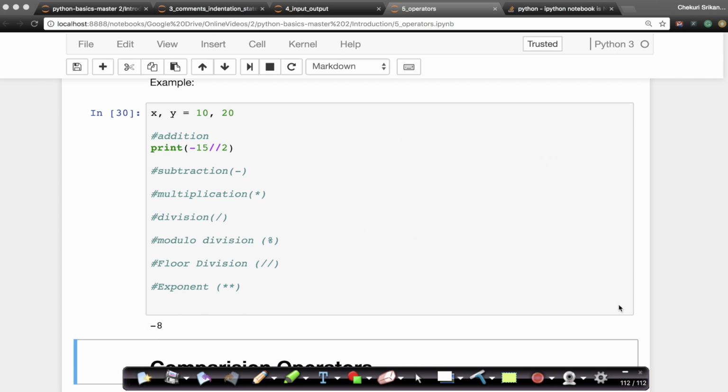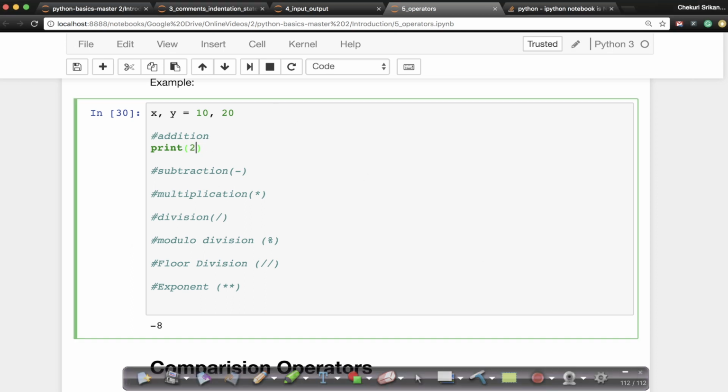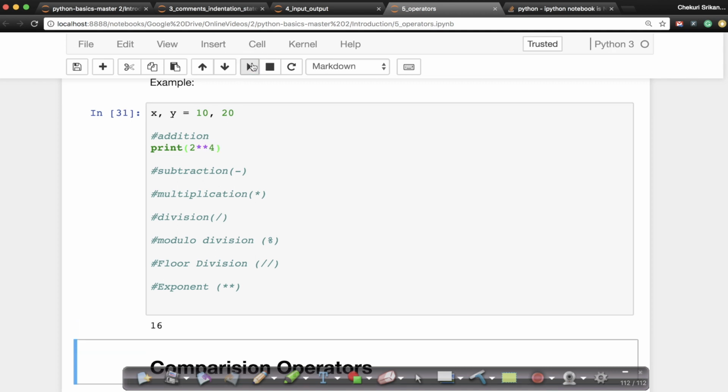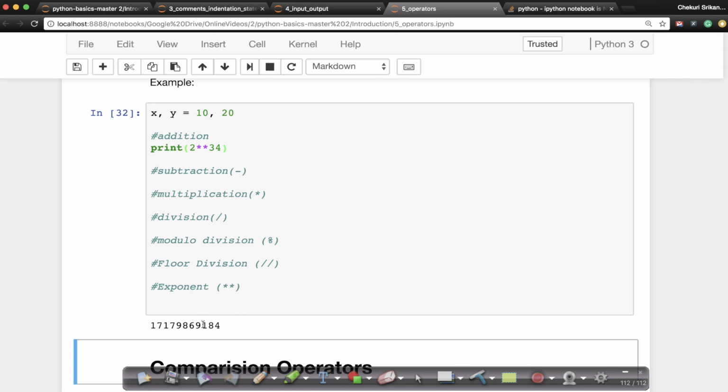The other interesting operation is called exponent. Exponent is basically x power y. I can represent it with 2 stars. So 2 power 4, any guesses? 16, right? So 2 power 36, 34. This will be harder. Of course, I couldn't have guessed it.